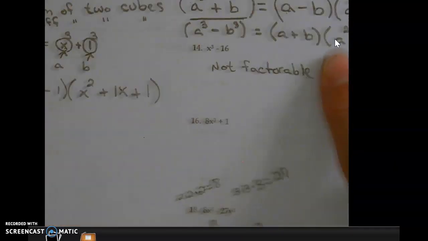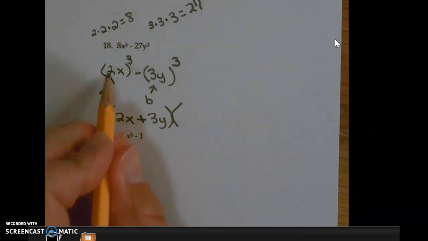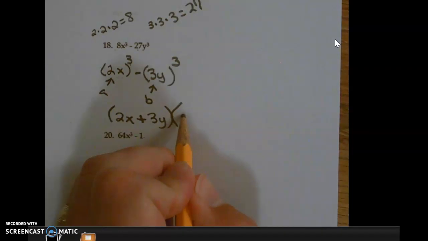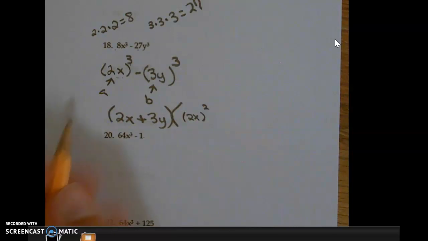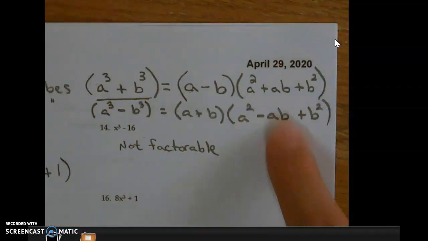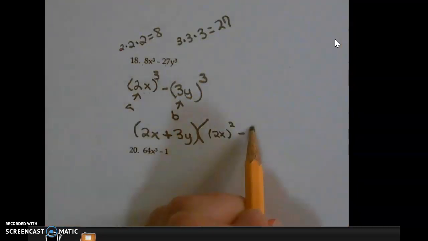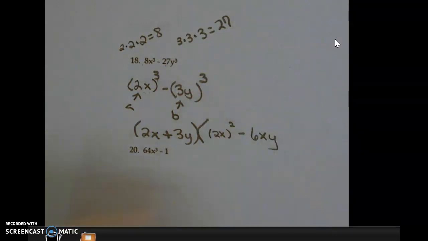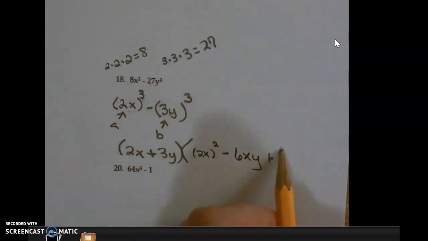and then a squared. So 2x squared, minus a times b. So 2x times 3y, which is 6xy. And then finally plus b squared, so plus 3y squared.